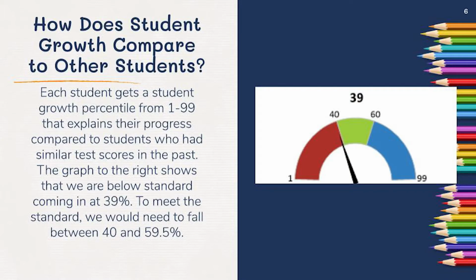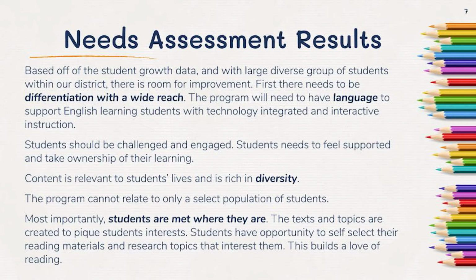How does student growth compare to other students? Each student gets a student growth percentile from 1 to 99 that explains their progress compared to students with similar test scores in the past. The graph to the right shows that we are below standard, coming in at 39%. To meet the state standards, we would need to fall between 40 and 59.5%. Needs assessment results. Based off of the student growth data and with the large diverse group of students within our district, there is room for improvement.